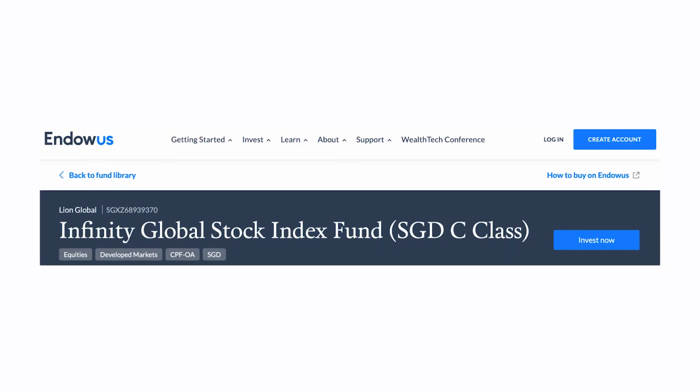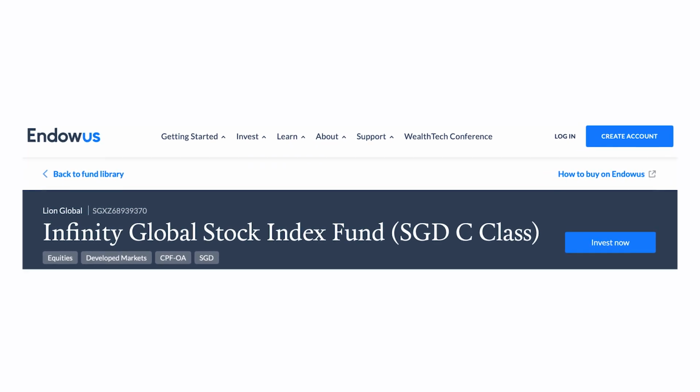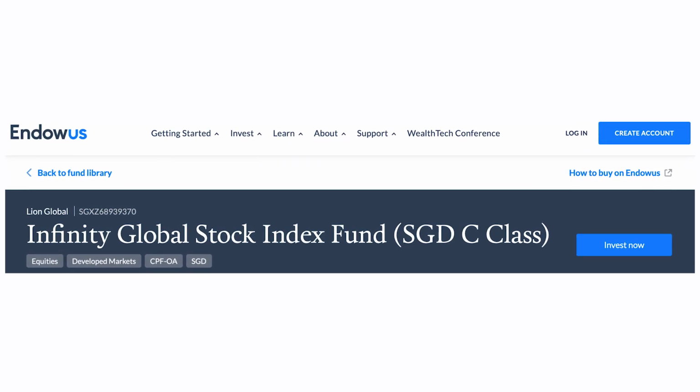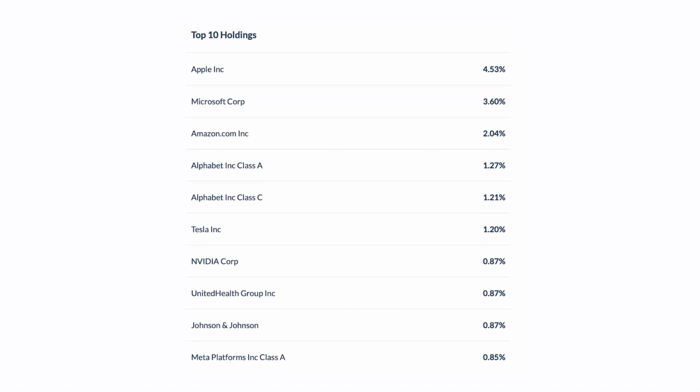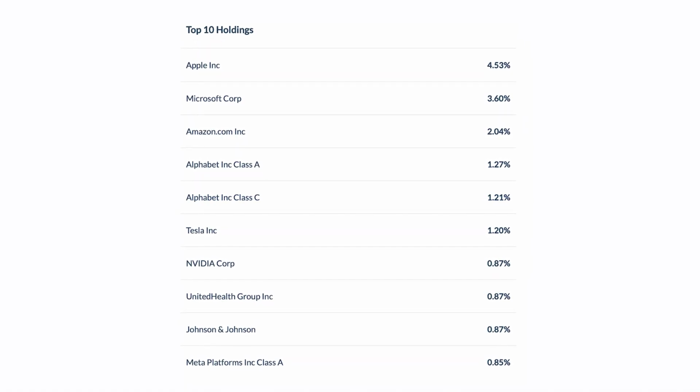Okay, let's summarize this. Among the three methods, my favorite is by investing in Lion Global Infinity Global Fund through Endowus. Here's why. First, it is investing in companies from developed countries around the world. So the risk is much lower, but you will still get a decent growth. And second, the fees is actually quite low. So I will end up saving on fees. Anyway, those are the three ways to invest your CPF money.